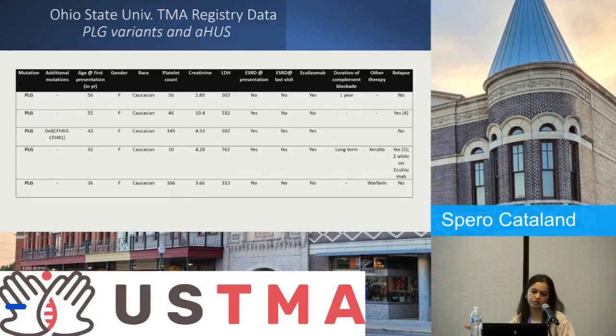Either they got complement-mediated therapy or they didn't get eculizumab. Either way, their kidneys totally recovered. So based on this, we were not sure if complement-mediated therapy really works for these patients. Two of these patients are now on a blood thinner, just because we think plasminogen mutation plays a role in the coagulation pathway rather than the complement-mediated pathway. And so far, those two have not had any recurrent episodes.